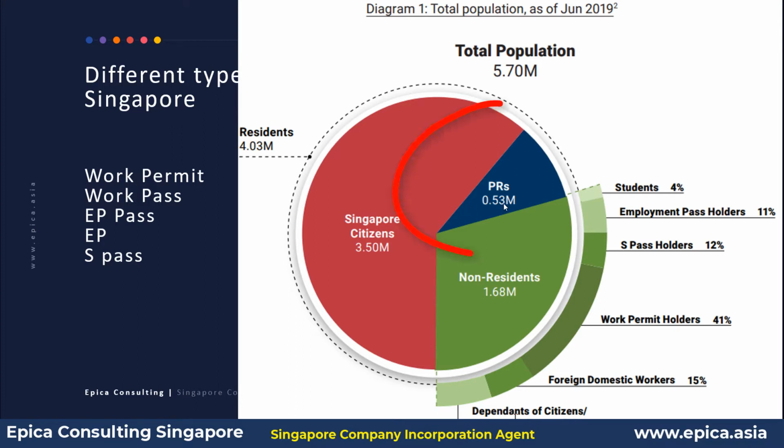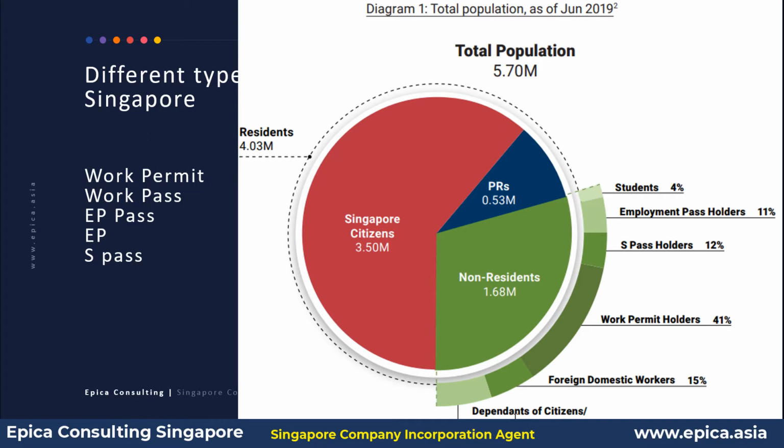One key point to remember is that Singapore PRs are also people who were at one point of time non-resident, and possibly they were on employment pass and later on converted to permanent residency. Some of these permanent residents will eventually convert to Singapore citizenship.